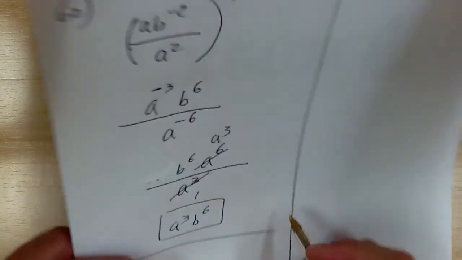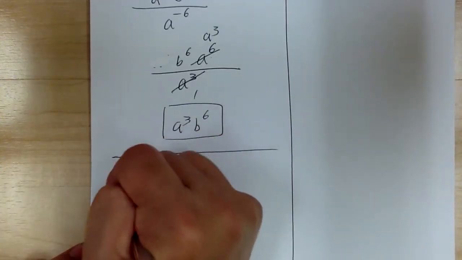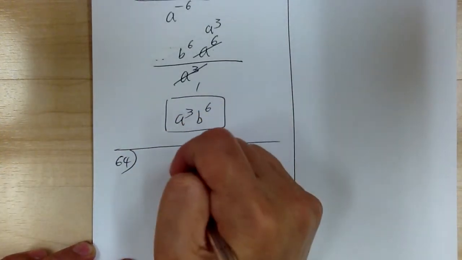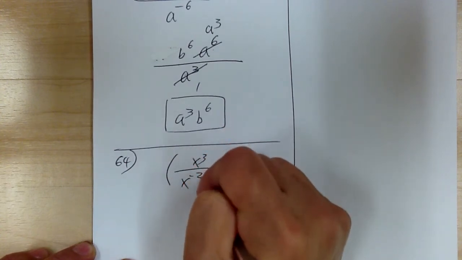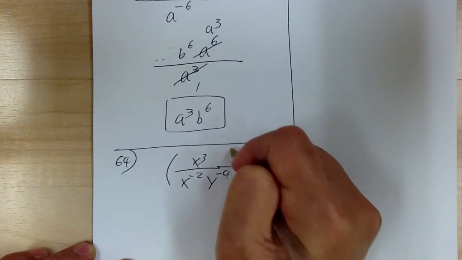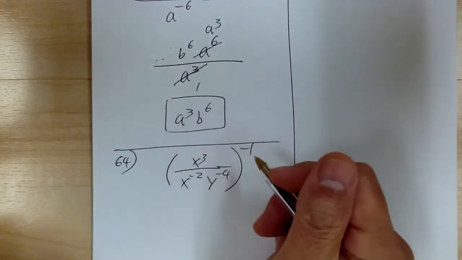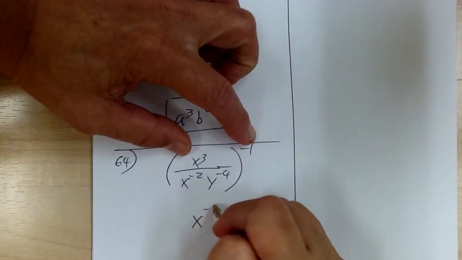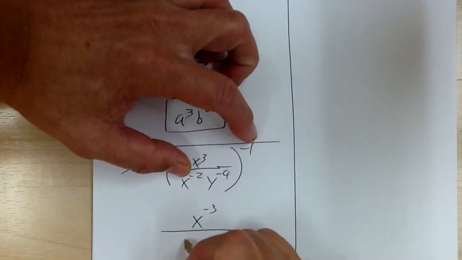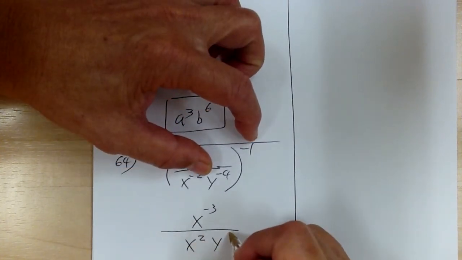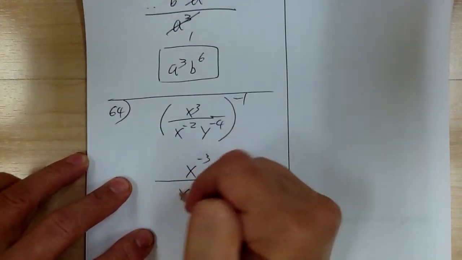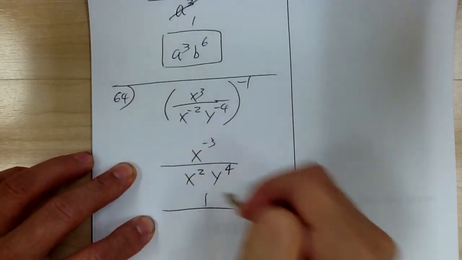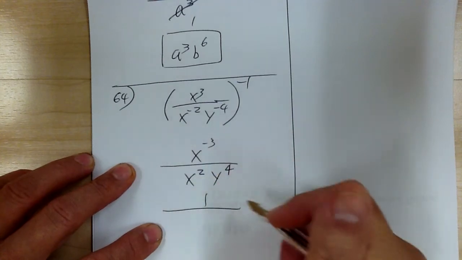Okay, let's go to 64. You have x to the 3 over x to the negative 2, y to the negative 4 to the negative 1. So again, you apply the power rule. So you're going to get x to the negative 3. This one you're going to get x to the 2, y to the 4. Okay, and after that, you have to flip this to the bottom. So when you flip everything over, right, there's nothing left, means it's 1.